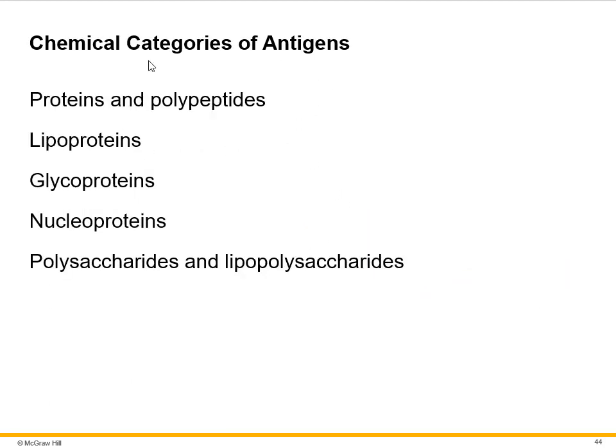So chemical categories of antigens: proteins and polypeptides. So proteins are at the top of the list. They are the most immunogenic. And then lipoproteins, glycoproteins, nucleoproteins, all of these have protein components to them. These things are more dense and usually bigger, and they're not repetitious. They're usually complex. And so these are going to be more of a good immunogen.